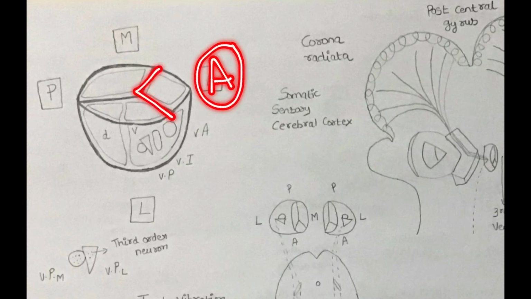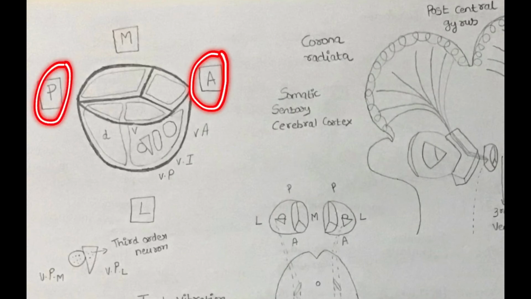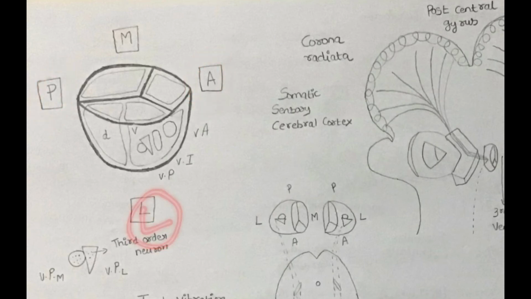This is the anterior side and this is the posterior side. Even if I turn the thalamus upside down, you should know which is the anterior side and which is the posterior side, and here is the lateral side and here is the medial side. The structures near the anterior side are ventral and the structures near the posterior side are dorsal in position. So in these areas you have nuclei, and in the ventral area of the thalamus, you have 4 nuclei.